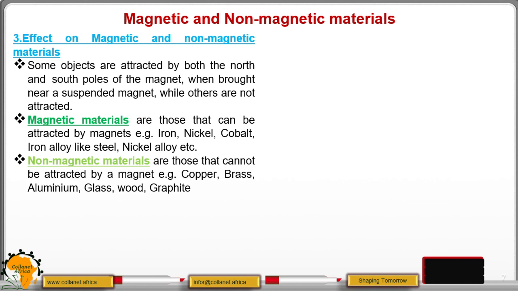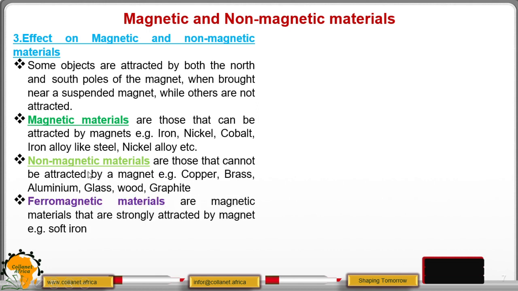Now, when we come to non-magnetic materials, these are materials that cannot be attracted by a magnet. For example, we have copper, brass, aluminium, a piece of wood, glass, and graphite. These are materials that are not attracted by a bar magnet. Then from there we move to ferromagnetic materials, and these are materials that are strongly attracted by a magnet. For instance, we have soft iron.